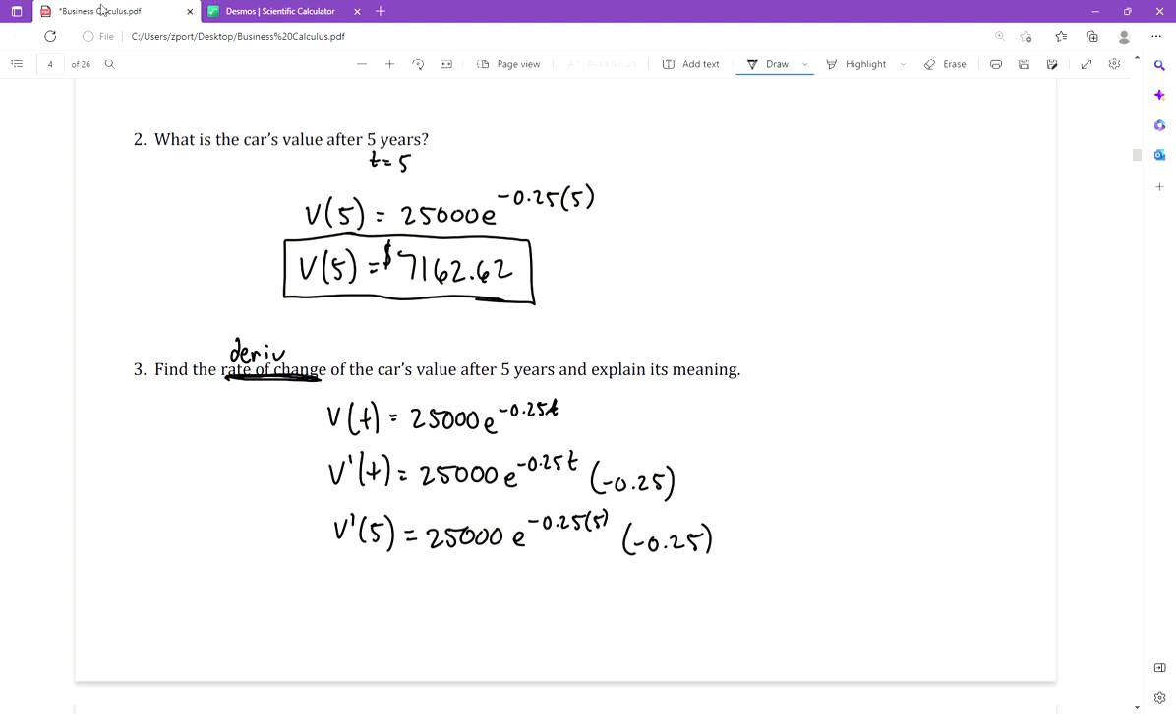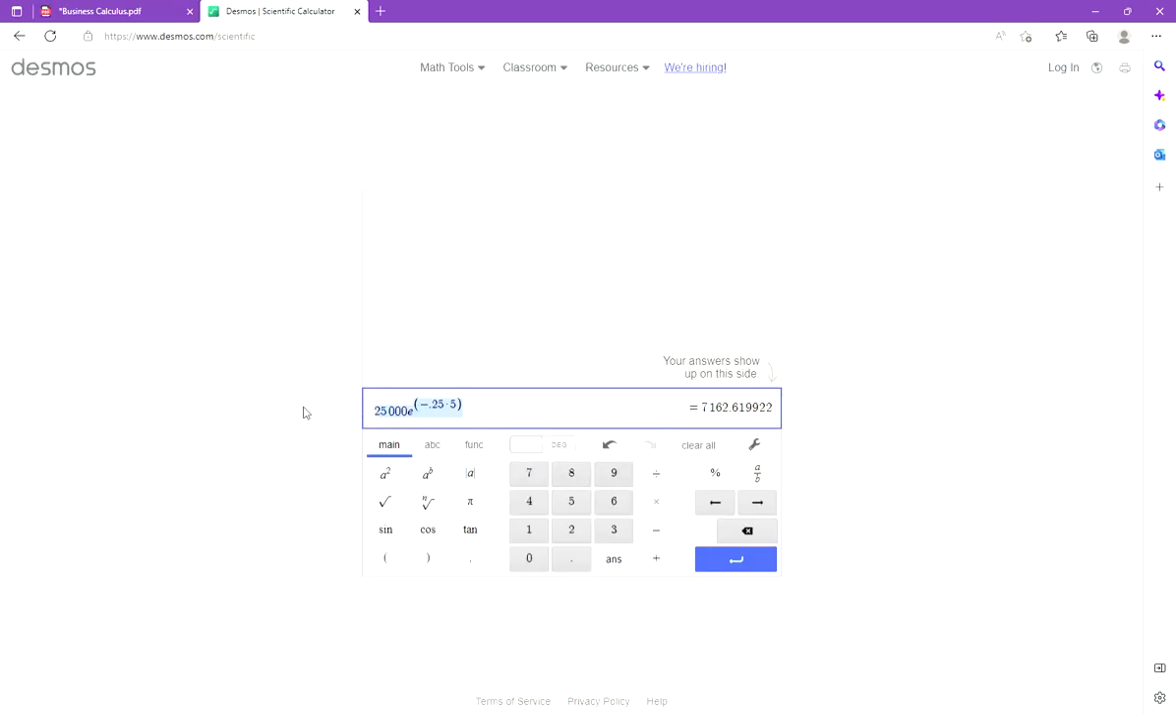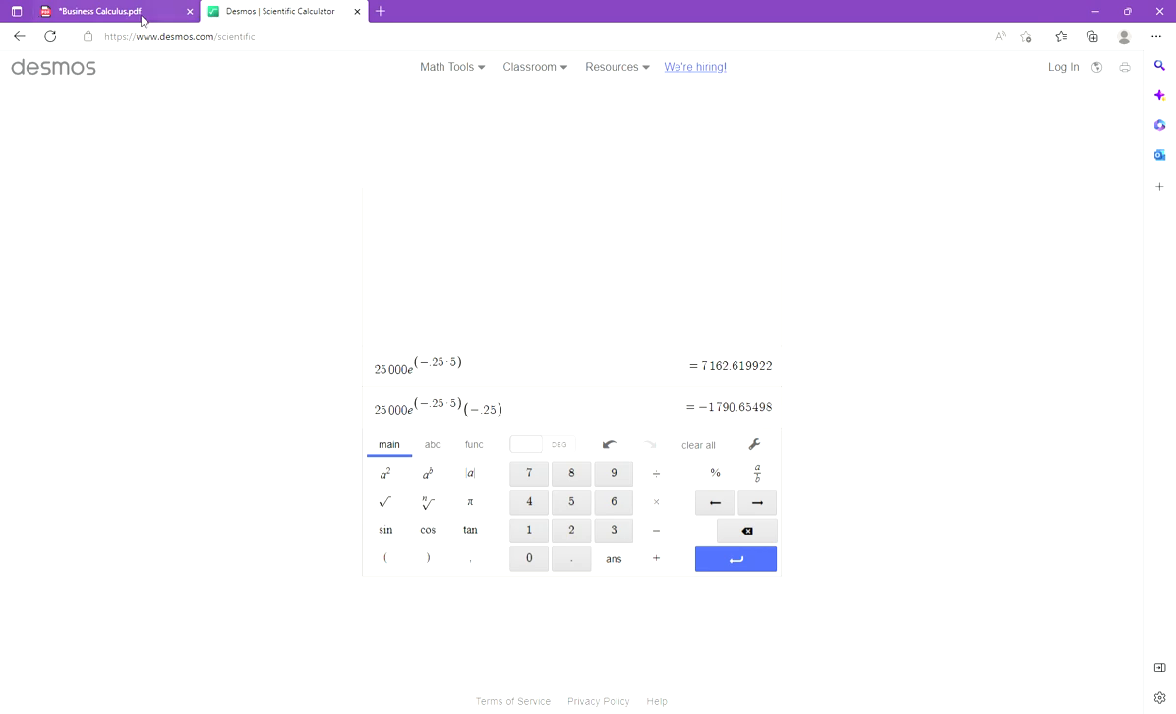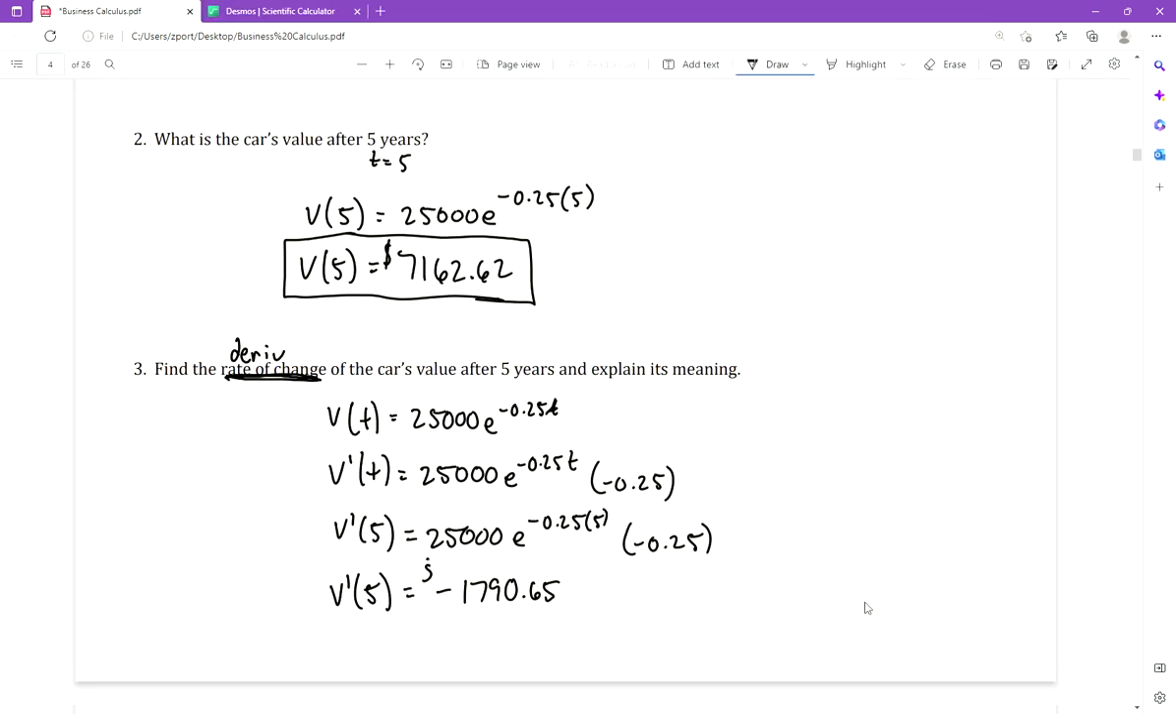Okay, so back to the calculator. Notice I already have this part, and I just need to multiply it by a negative 0.25 after. There we go. Okay, so we get a negative value. It's negative $1,790.65. So V prime of 5 is negative, let me double check that, $1,790.65. Okay, and it's a negative.